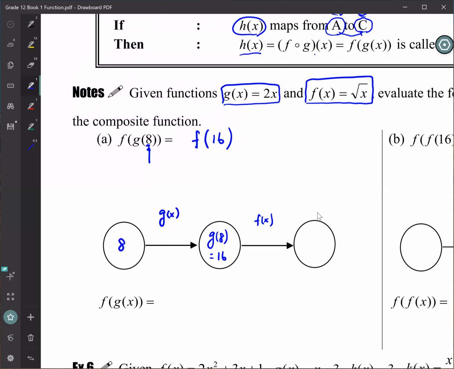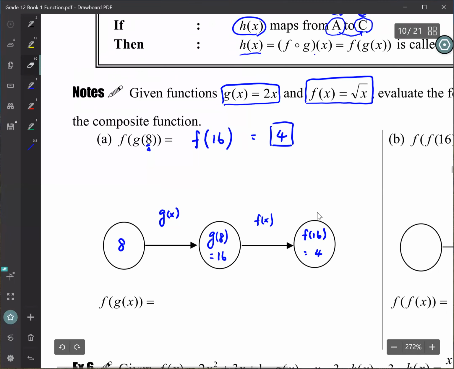Yeah, so it will come out 4, right? So it'll be F of 16 and will come out of 4. Okay, so your final answer for this will equal 4. So kind of like a relay race, right? You pass the stick to the next one to complete the race, and then finish at the finish line, okay?